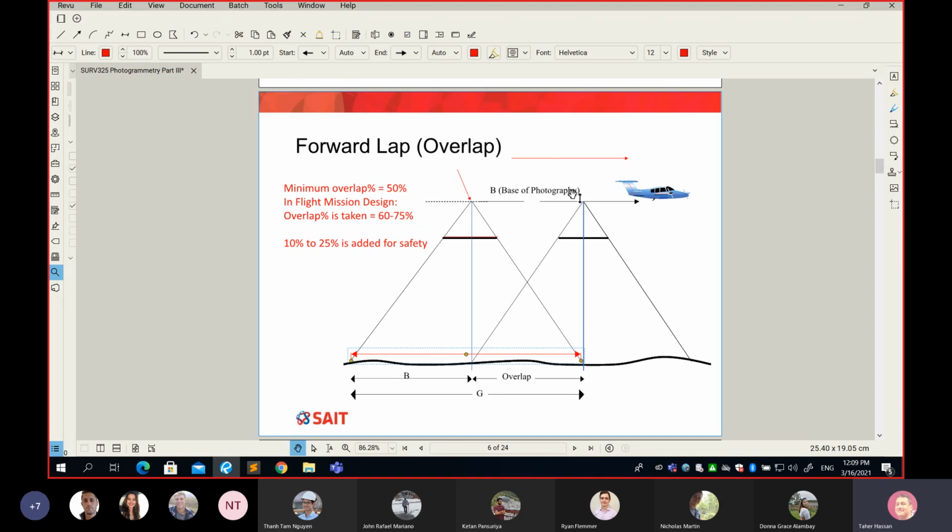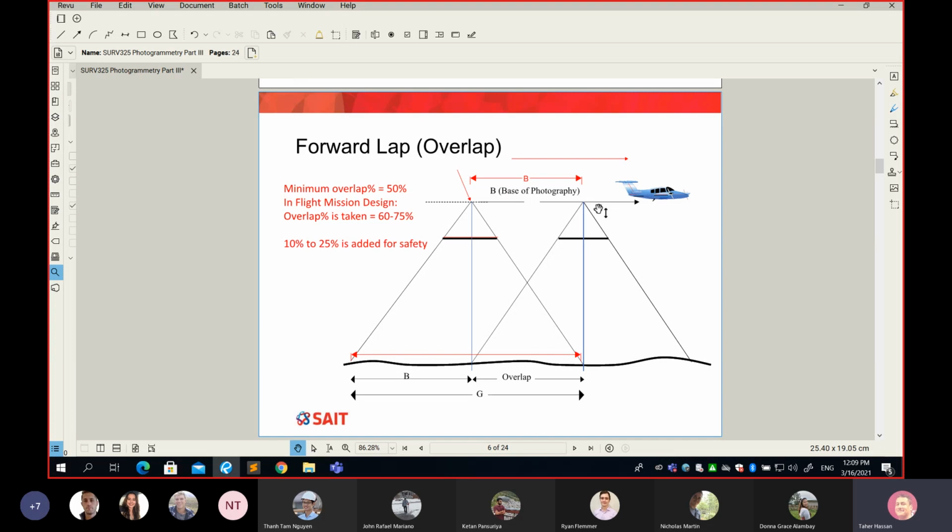So after some distance, which we call here the base of photography, B, which is simply the distance between your exposure stations. So I took one image here, another image here, and this distance we call B, which is the base of photography. Then we got another image here. So what is covered on the ground by the second image? Watch this, please. What's covered on the ground by the second image is simply from here to there.